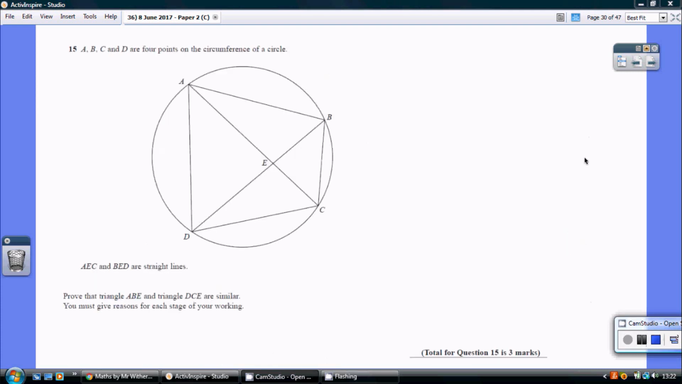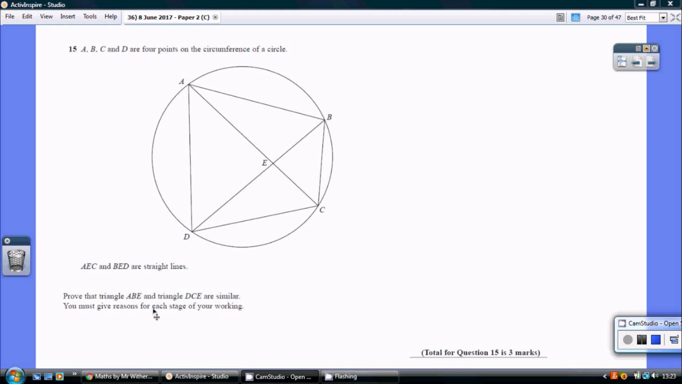Question 15. Now, the key thing here is to read the question carefully. We're trying to work out that these triangles are similar. So not congruent, because congruent would be when you have to do side angle side, or angle side angle, or side side side. So similar just means they've got the same angles. Okay, so one can be bigger than the other, they're just sort of similar shapes.